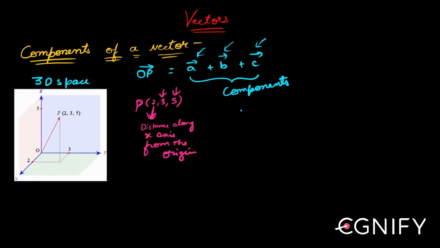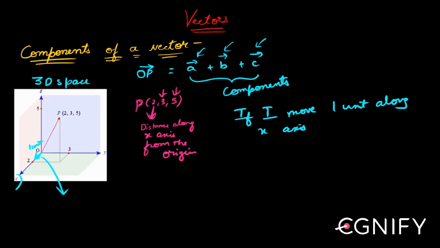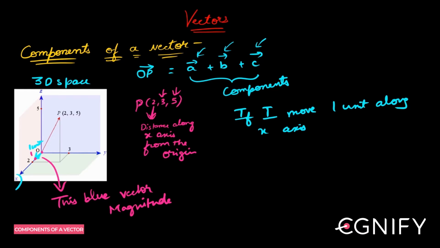So in your 3D space, if I move one unit along x axis, then this small blue vector that you see, does it not look like a vector? It is a vector, right? Where is it starting from? It's starting from origin. Where is it going? It is going to 1, right? So how much is its magnitude? It's 1 unit.